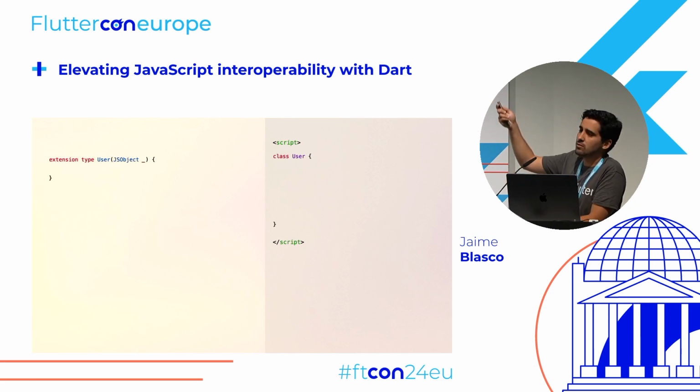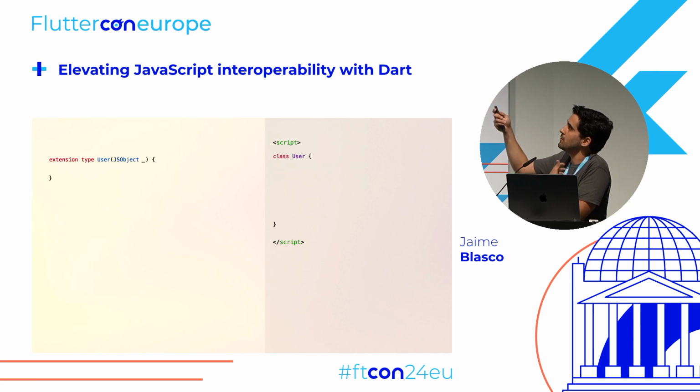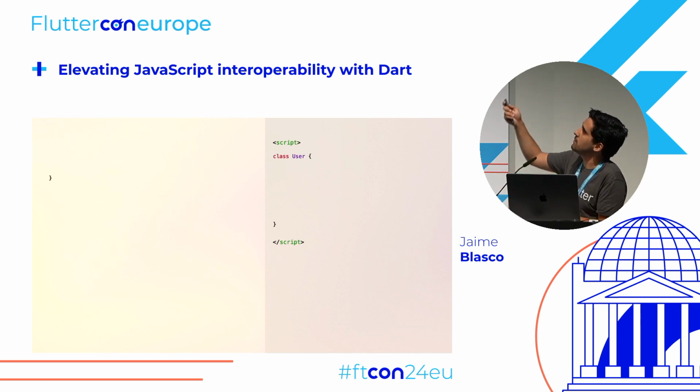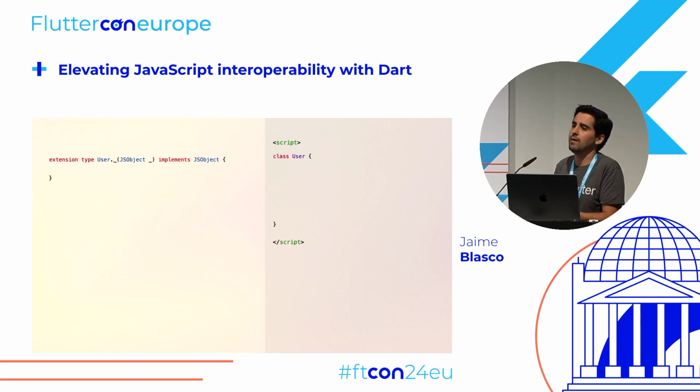Same for the constructor. We are not going to ever initialize this type extension with the JSObject, so we are going to make it private too. And then we are going to implement, as we say, the JavaScript object, because probably at some point we want to reference this variable, this type User, as something related to JavaScript itself. So it's recommended for everything that we use with JavaScript objects to also implement JSObject itself.